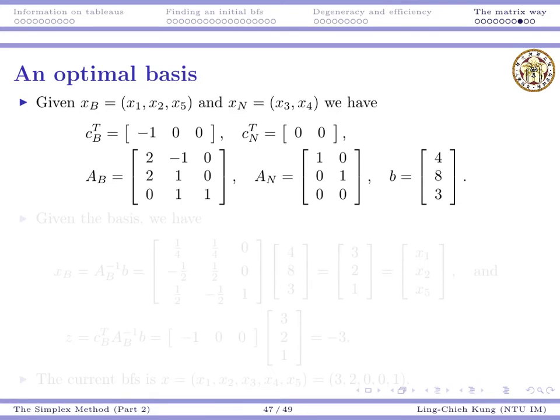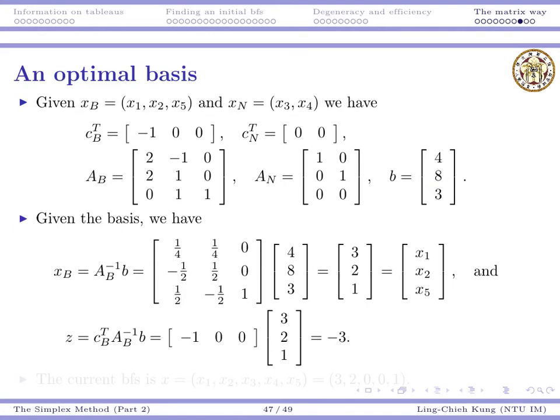Now given another basis, we may repeat everything. Here, when the basis is x1, x2, and x5, we take the first column, the second column, and the last column into AB. And then we take the third column and the fourth column into AN, and other things the same. Given this basis, again, XB and Z can be calculated accordingly. We have AB inverse, and then multiplied by B, we get x1, x2, and x5 should be 3, 2, and 1. Similarly, Z can be calculated. So the current basic feasible solution would be this one, 3, 2, 0, 0, 1.